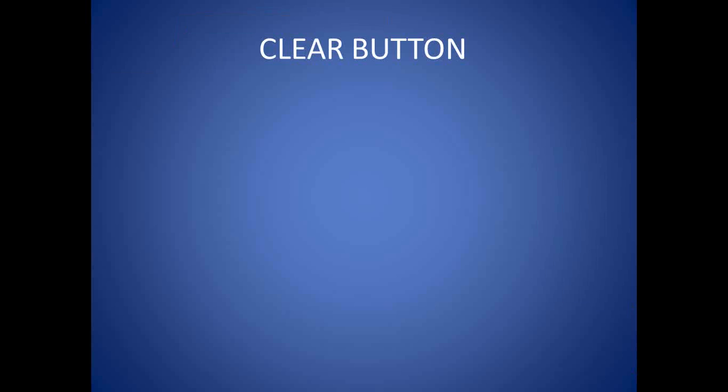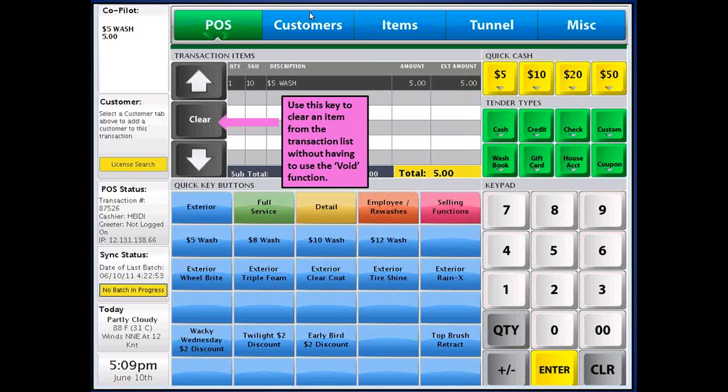We'll now discuss the clear button that's on the point of sale. The clear button is located on the point of sale in between the up and down arrow key. In previous versions of the ProfitPilot, whenever a cashier sold an item, if it was a mistake and tender had not been taken, the cashier was required to go to Selling Functions and process a line item void to clear this item out.